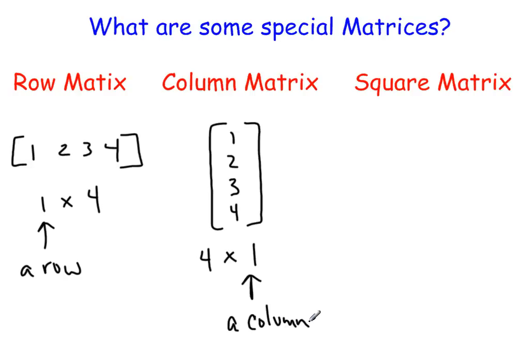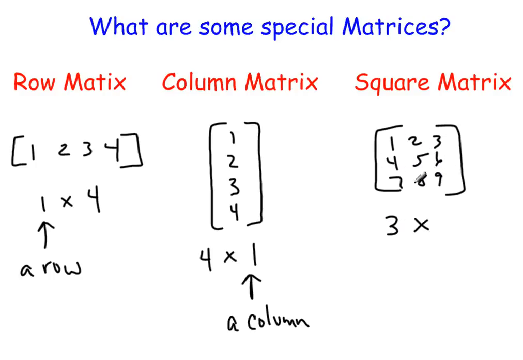A square matrix is exactly how it sounds. It has to be in the shape of a square, and we know squares have equal sides. So for example, if I do 1, 2, 3, 4, 5, 6, 7, 8, 9, this would be square because it has 3 rows by 3 columns. Any square matrix, the rows and columns will be an equal value.